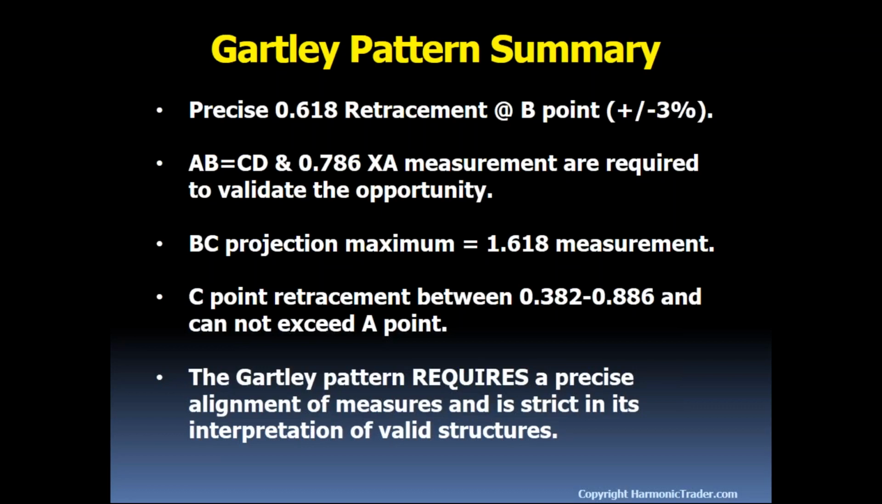That's that 1618 measurement. Again, that denotes that the Gartley is a less extreme, tighter alignment of measurements to validate the structure. We also look for that C point. It's usually between a 382 and an 886, but just as long as it doesn't violate the A point. Most important, the Gartley requires this precise alignment of measures and is strict, if not the strictest, of all the patterns in its interpretation of valid structures.